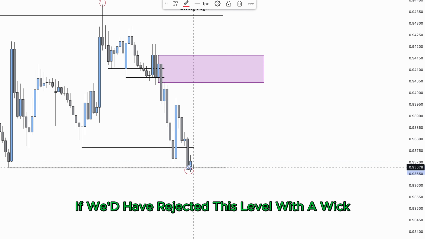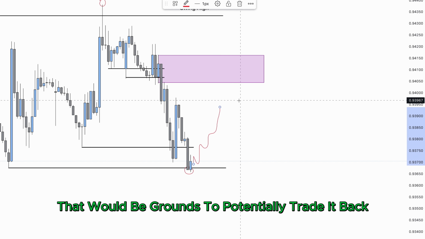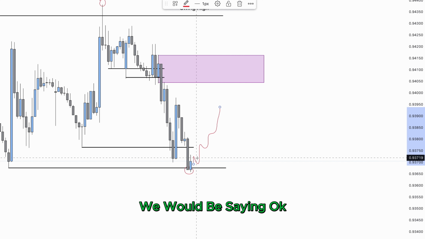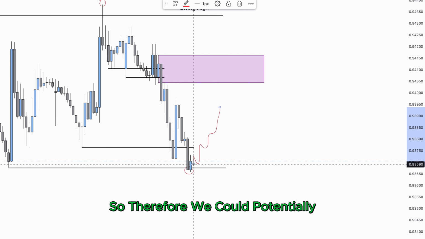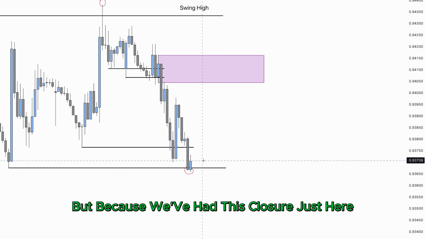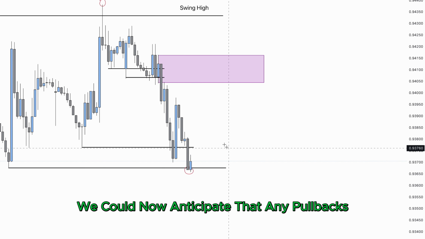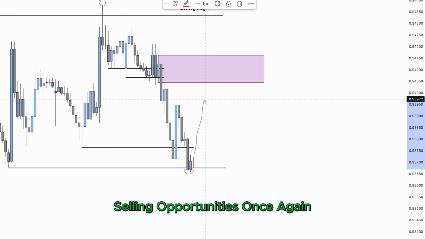If we'd have rejected this level with a wick and pushed back up, that would be grounds to potentially trade it back the other way, right? We would be saying, okay, maybe the market is not ready to close beneath. Maybe we're seeing rejection. So therefore we could potentially see this market return to the highs. But because we've had this closure just here, we could now anticipate that any pullbacks would provide us with pretty much selling opportunities once again.